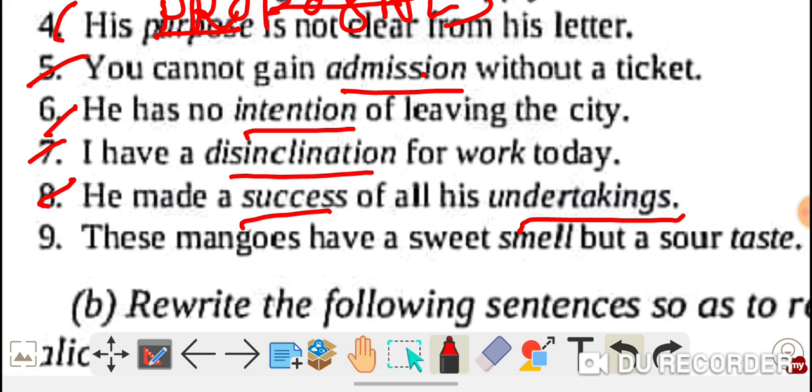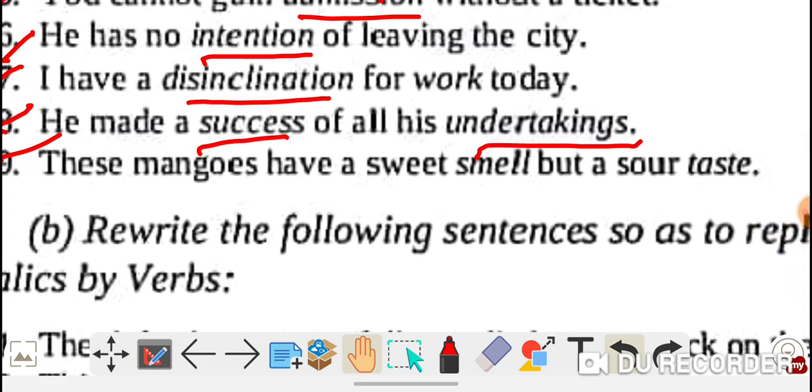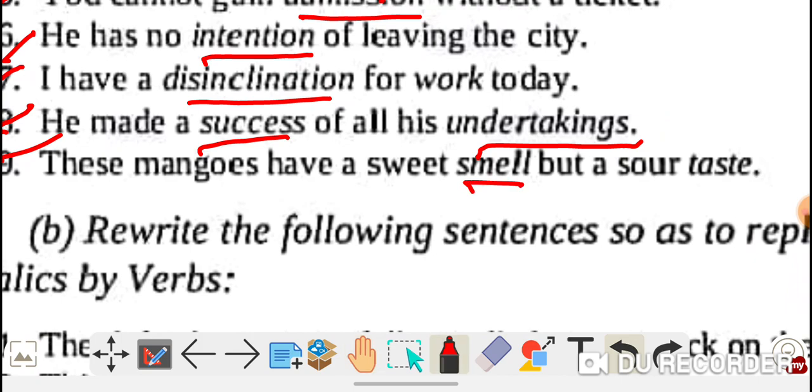Number 9. These mangoes have a sweet smell but a sour taste. Here we need to replace smell and taste. So both are nouns. The verb form of smell and taste is also the same, smell and taste. So this line we can write it down. Please write it down. These mangoes smell sweet but taste sour.